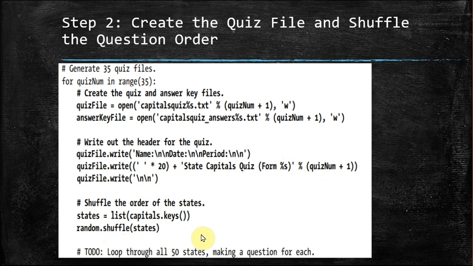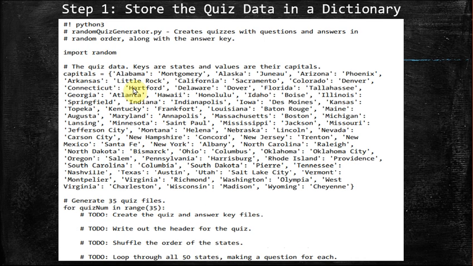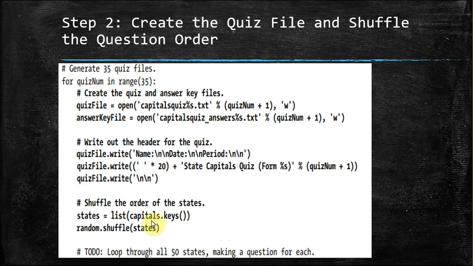Next, what happens next? In the dictionary, capitals dot keys, we already spoke about the dictionary, right? In the first step we created the dictionary. What is a key? Key is nothing but the states here: Alabama, Alaska, Arizona, then California, Colorado, all those things. So these are the keys. Okay, so those keys you are going to write. So capitals dot keys is nothing but the state names will be displayed. That is nothing but your states.